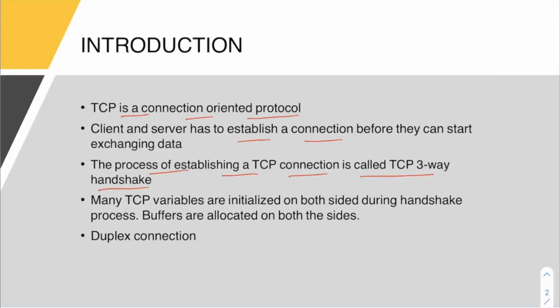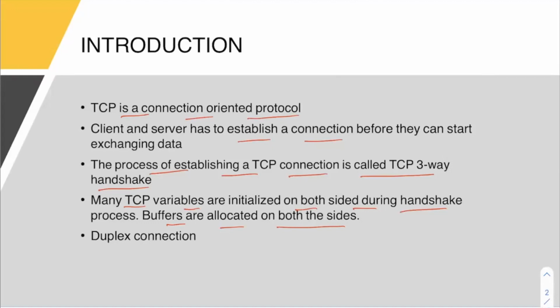As I said, the client and server have to establish a connection before they can actually start exchanging data. For establishing the connection, you need this TCP three-way handshake. What actually happens in this handshake is that many TCP variables are initialized on both sides during the handshake process, and buffers are also allocated on both sides. So we will see later that some TCP variables are initialized on both the client side and the server side. Similarly, buffers are allocated on the client side and on the server side. These buffers are useful for storing the data that is sent from client to server or from server to client.